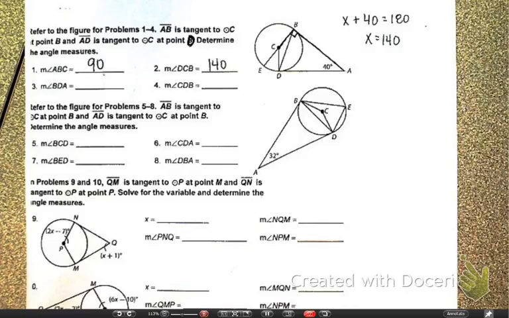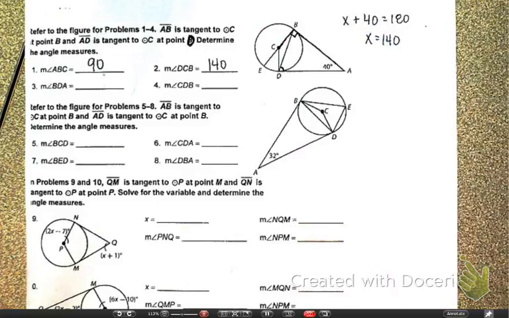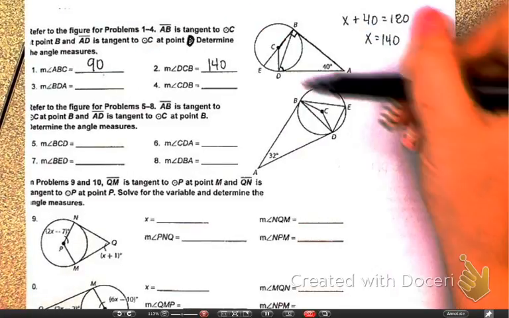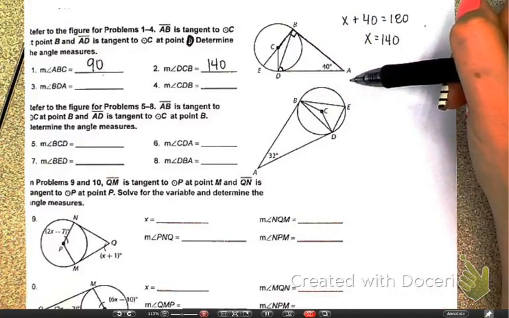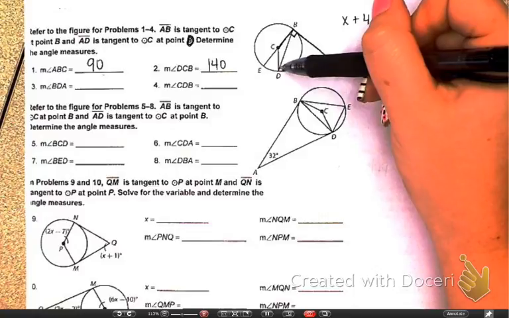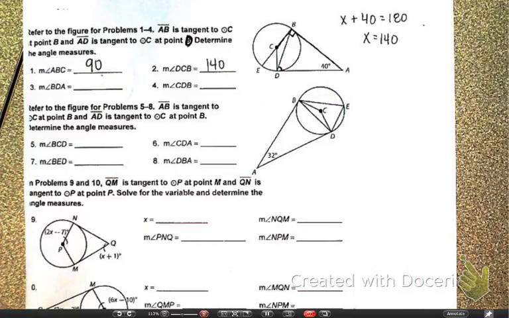All right, now we need to find BDA. So I want you to locate angle BDA. Okay, now look on your paper. BDA is just this piece here. Okay, so if it was asking for CDA, it would be 90 degrees. But it's not. It's asking for just that piece of it. Any ideas what the value of angle BDA is?